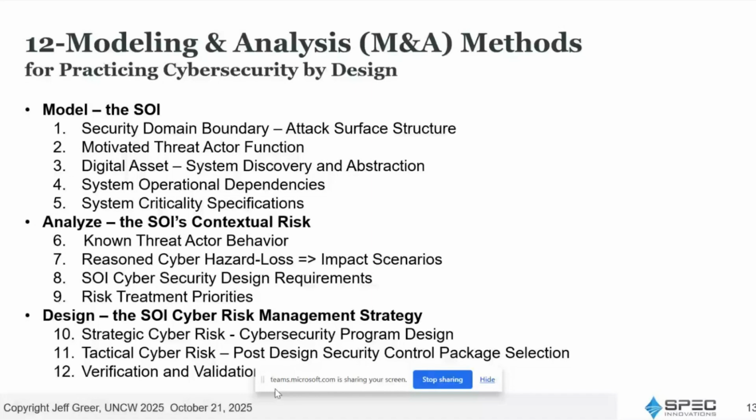The other one that we need to think about, and this is really big, is system operational dependencies. They call this SOTA, system operational dependency analysis. How are those assets coupled together, and how do they work? How do they fail? We'll talk about that. And then system criticality specifications. You can't protect everything at the same level, based on the money that you're willing to spend on cybersecurity. So you need to assess which things are more critical than others so you can set your security scopes.